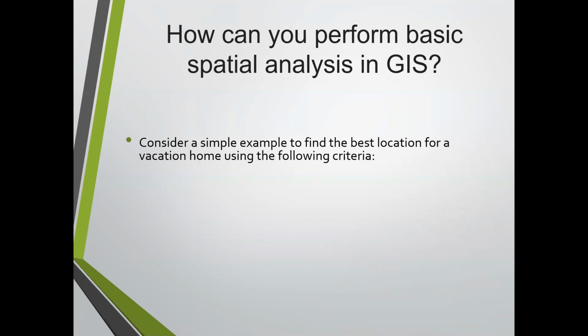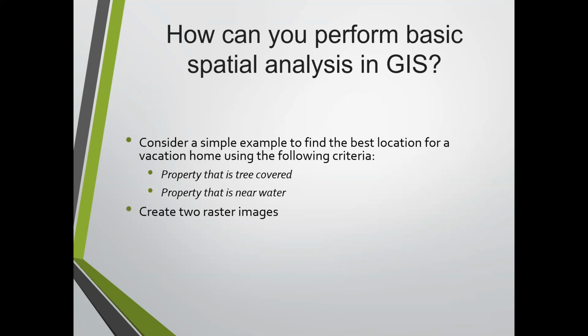So consider this example out of your book. It's a really, very simplistic thing, but it's a good example. It only has four pixels. They want you to find the best location for a vacation home using certain criteria. They want to know property that is tree covered, property that is near water, and you're going to create two images based on those two things into Booleans.